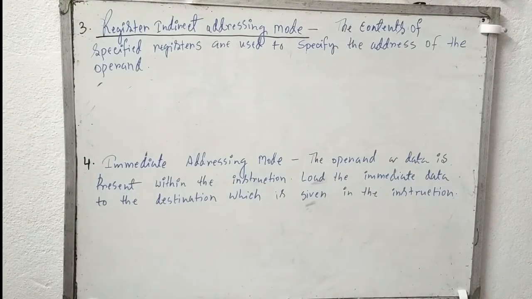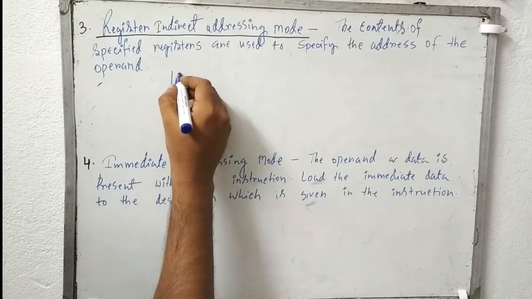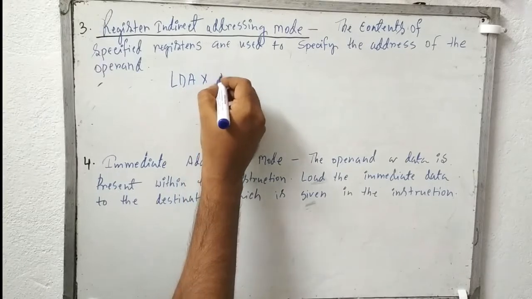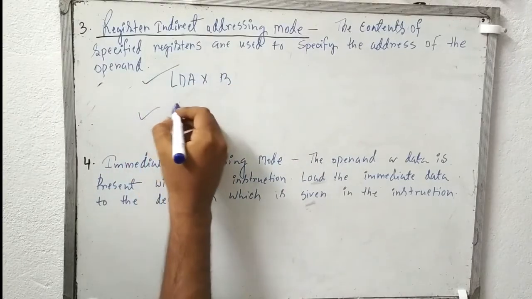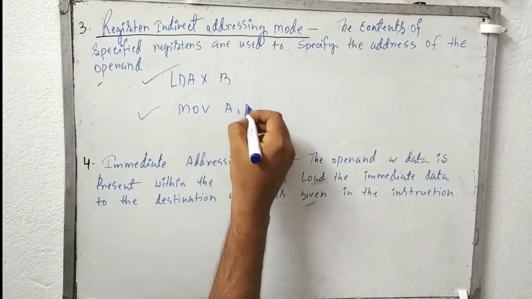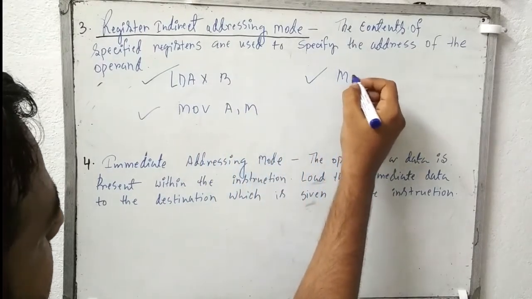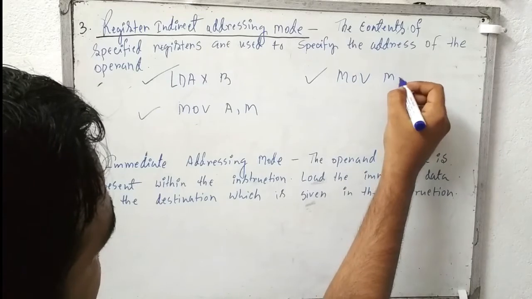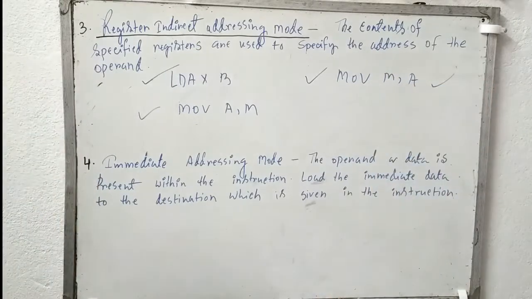So let's come to the next. LDAX B was the first one, and the second was MOV A, M. The third one, you may say the same thing, MOV M, A. This could be the third one.